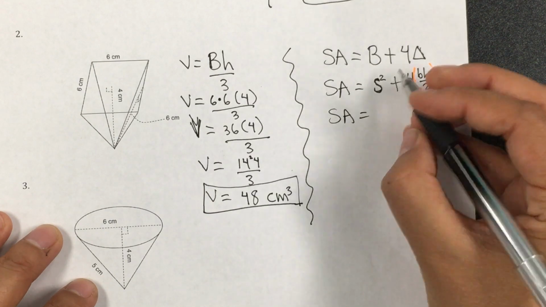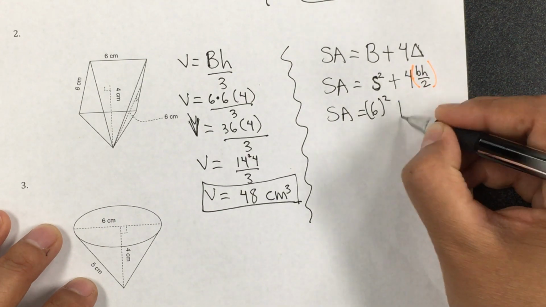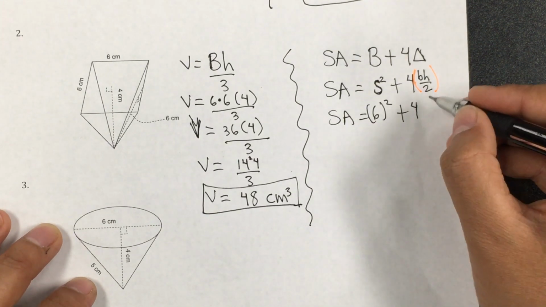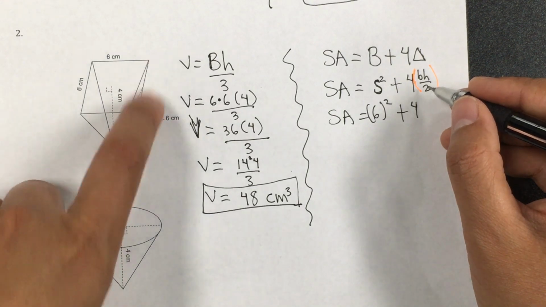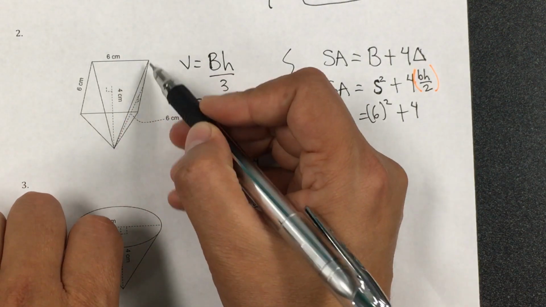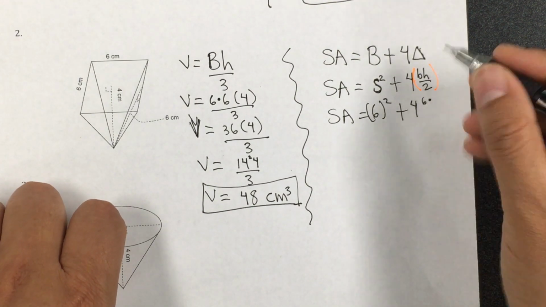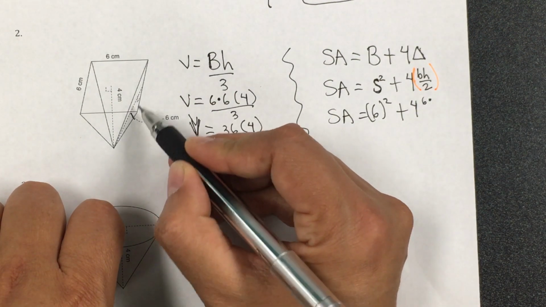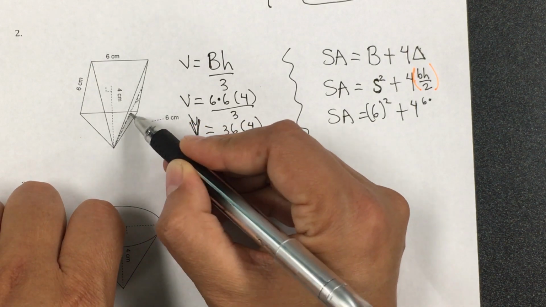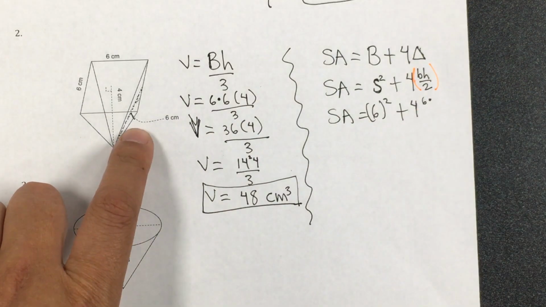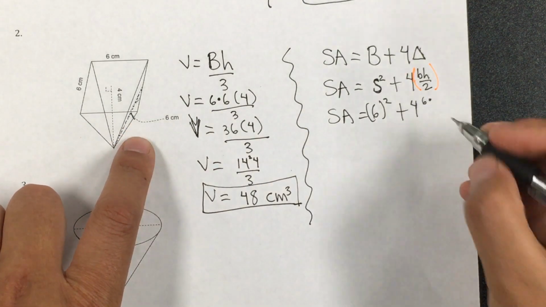So side times side is 6 times 6, or 6 squared, plus 4 times the base of the triangle, which is 6, because this is 6, this is 6, this is 6. So the base is 6. The height of the triangle, they give it to us in here. Remember that you might be asked to use a squared plus b squared equals c squared if they don't give you this.